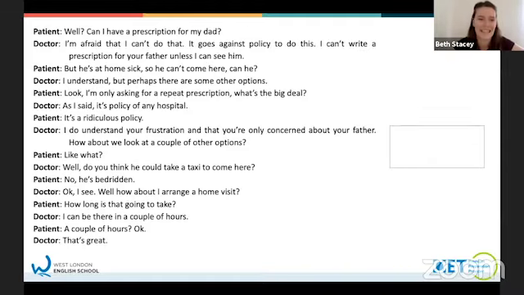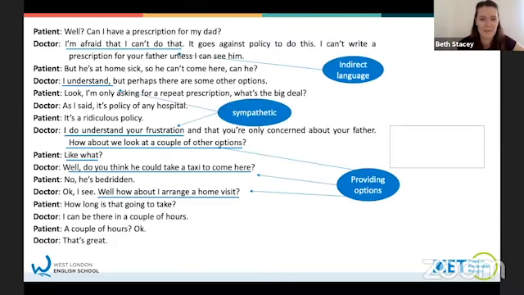Now you can see here that this patient is definitely a challenge with the kind of language that they're using. They're definitely being very short, but I think you'll agree that the doctor is very kind here, very patient. So we've got some indirect language at the beginning. I'm afraid that I can't do that. And by saying I'm afraid, it's like, I'm sorry. So you're trying to put the patient at ease.